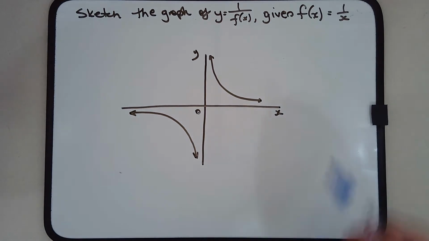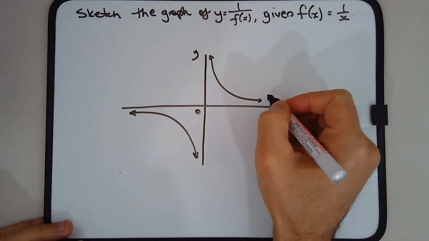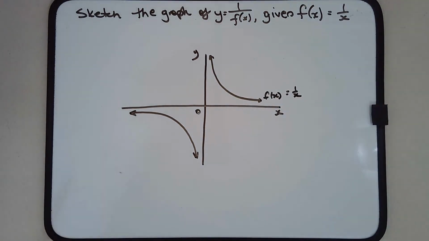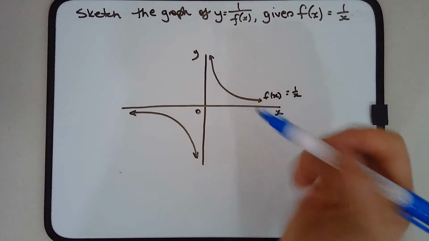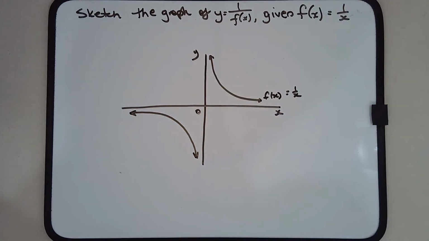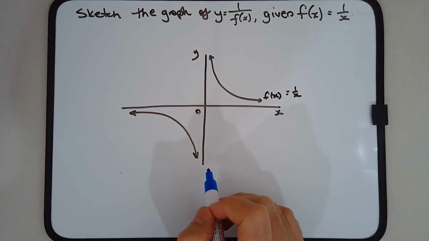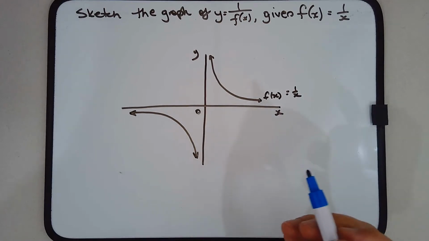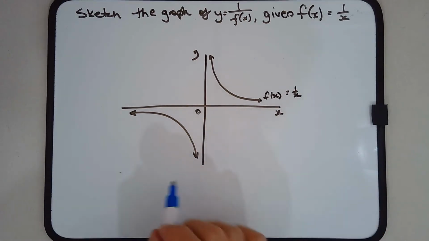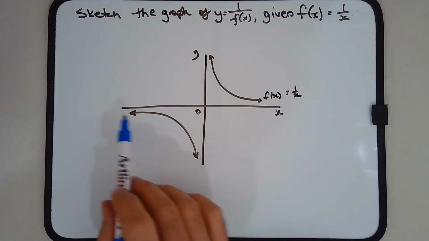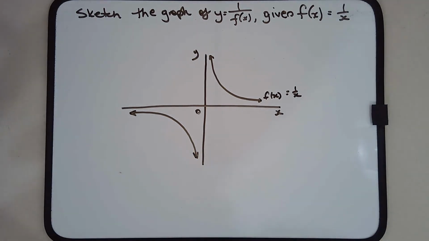Now, f of x equals 1 on x, that's your standard hyperbola. I've graphed it here already, so I might just write the function there to make it clear that's what it is. And we want the reciprocal of this graph, or sketch the reciprocal of this graph. Now, we do know that there's a vertical asymptote, the y-axis, so that's x equals 0. And there's also a horizontal asymptote, which is the x-axis, y equals 0.